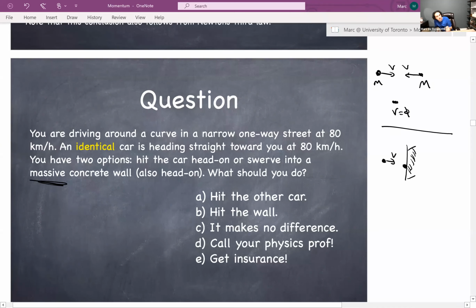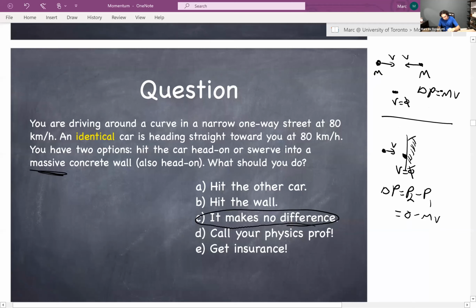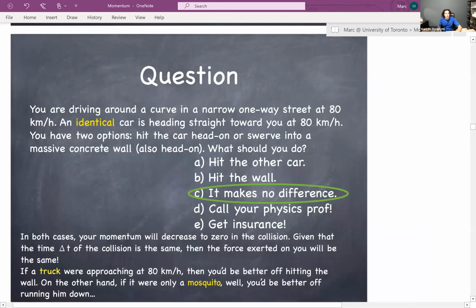And after I collide into the brick wall, my final velocity is also 0. So my change in momentum up here is mv. Technically, I should say it's negative mv, right? Because it's 0 minus momentum 1. Momentum 2 minus momentum 1. Momentum 2 is 0. Momentum 1 is mv. So it's 0 minus mv. And then here, my change in momentum is also going to be minus mv. So in both cases, my change in momentum is just mv, which means it actually doesn't matter at all what you do. So here, the answer is C. It makes no difference. In either case, it's the same change in momentum. Makes no difference.